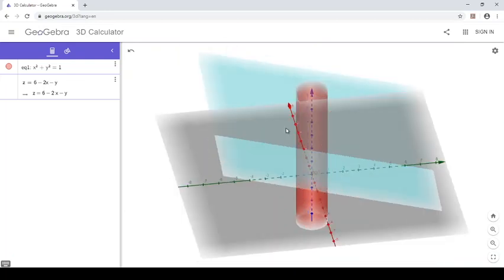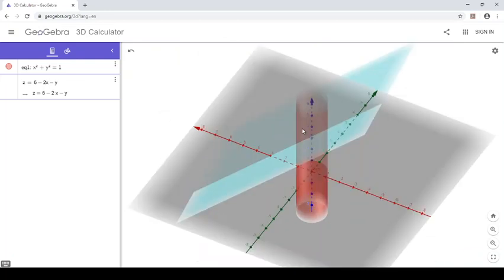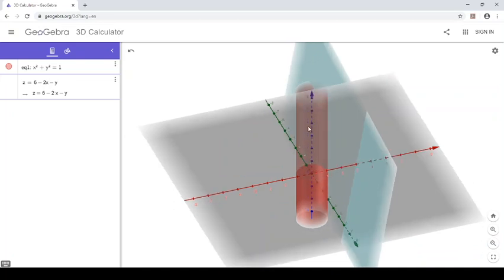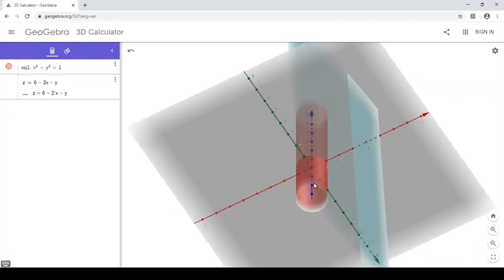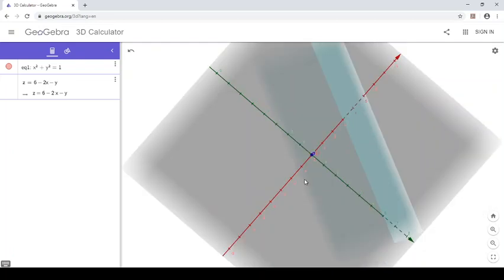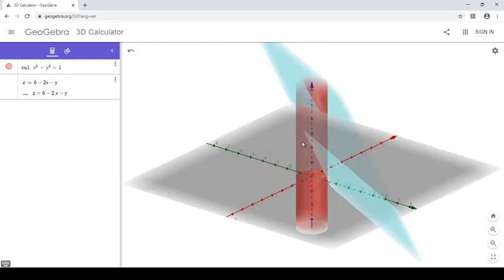Sorry, GeoGebra is going a little slow here. Maybe it's getting a lot of usage now that everyone's working from home. Come on, GeoGebra. Why you gotta do this? Okay. We'll just leave it at that.